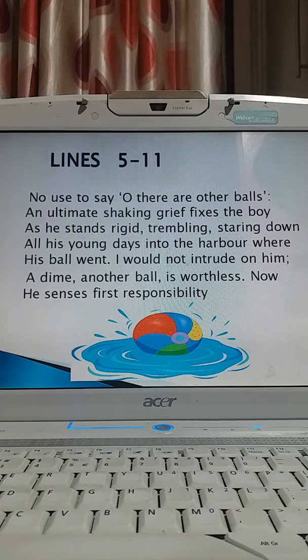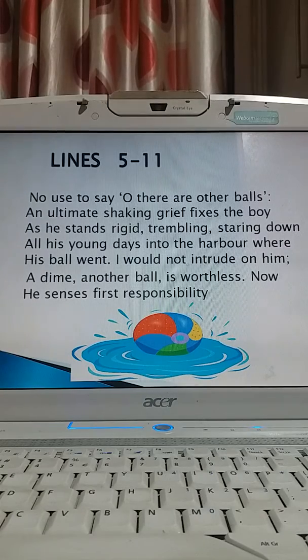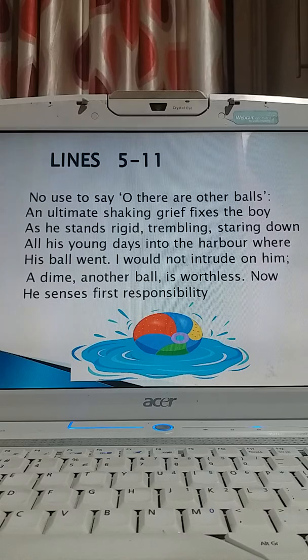Now, here the poet says that there is no benefit, no point in consoling or sympathizing and telling the boy that he will get another ball because the boy is feeling very, very low. He's feeling very, very sad. He is completely surrounded by sorrow. He is sad because all the memories of his childhood days have gone along with the ball.